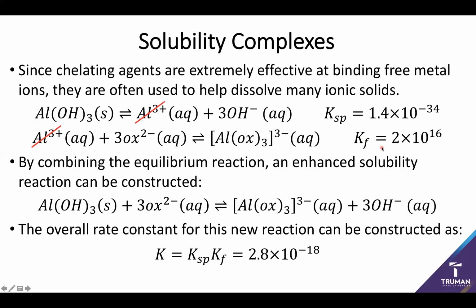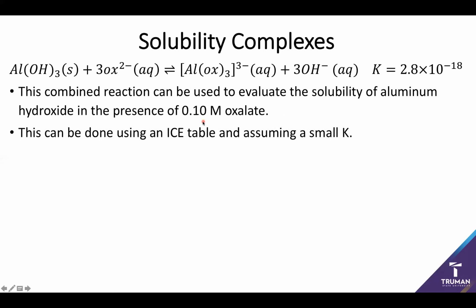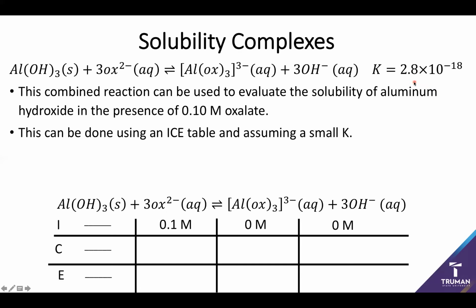Now let's go ahead and see what sort of implications this has on the solubility of the species. So what we're going to do is look at the solubility of our aluminum hydroxide solid in the presence of 0.1 molar oxalate. So what we can do is start by constructing an ICE table. Now, one of the big things for this ICE table is we're going to assume that the equilibrium constant is very small, because it is. And whenever we have a small equilibrium constant, this means that we're going to be able to approximate some of our x values. So let's go ahead and illustrate.